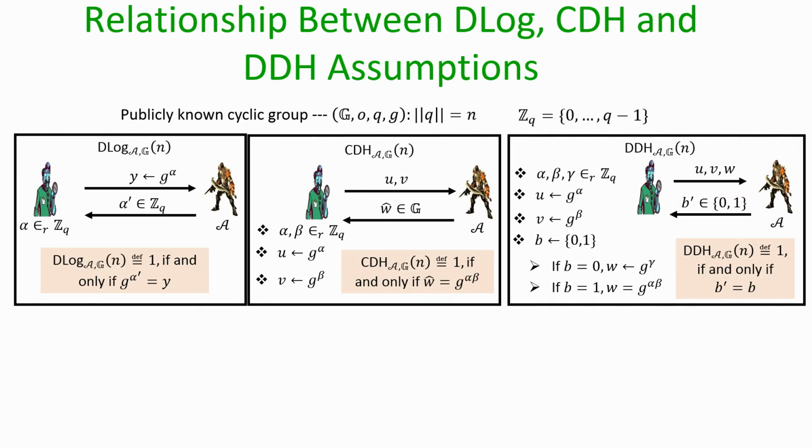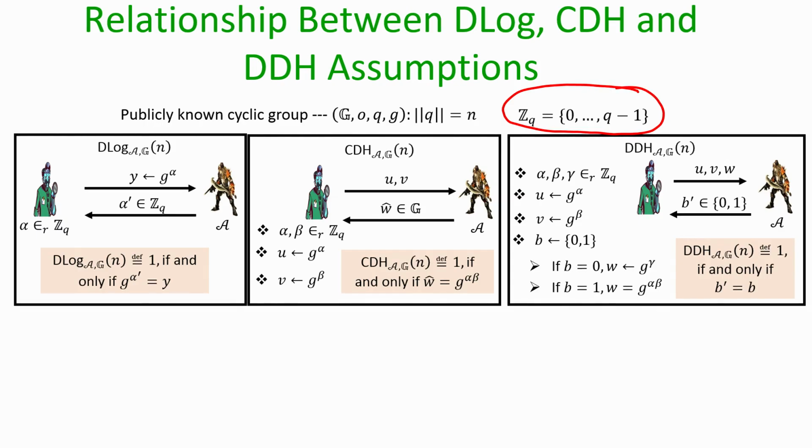So, now let us see the relationship between the D-log assumption, CDH assumption and DDH assumption. For your reference I have written the experiments for the D-log assumption, the CDH assumption and the DDH assumption, and in all these experiments the public information is the description of a cyclic group. Again, for simplicity I assume that the underlying operation is multiplicative. The group size is q and the generator is little g, which is publicly known, the number of bits used to represent q is n, and I use the notation Z sub q to denote the set 0 to q minus 1.